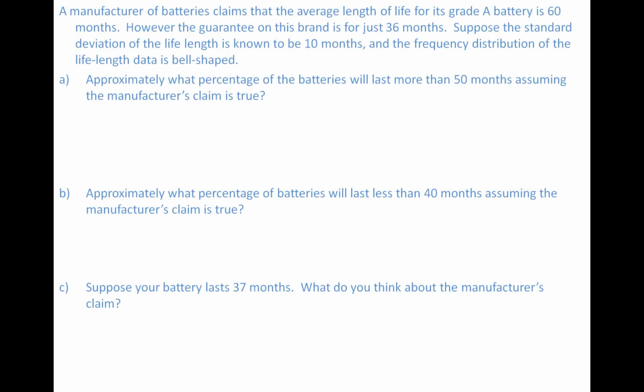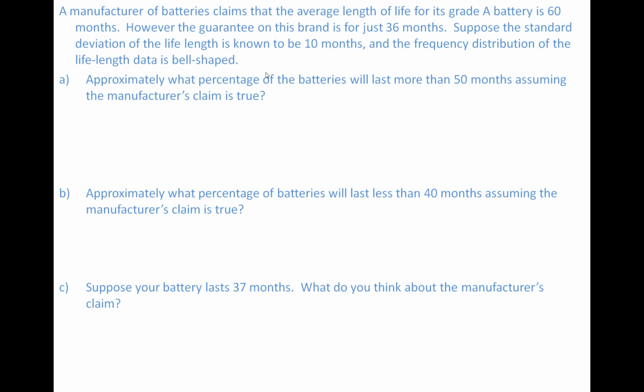Okay, so here we have an example where we're going to apply the empirical rule. Take a moment and read the statement of the problem. Here you see that the manufacturer of batteries claims the average length of life for a grade A battery is 60 months. However, the guarantee on the brand is 36 months. That's interesting because there's a big difference there.